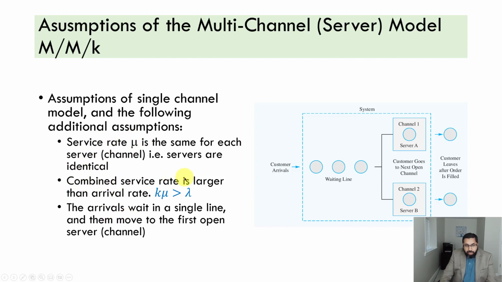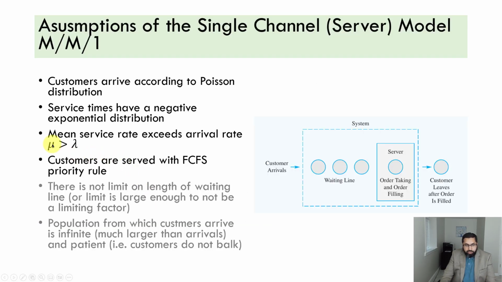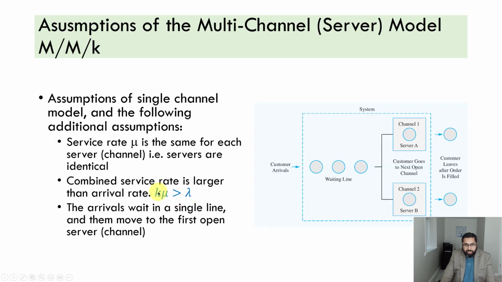This one is important. The combined service rate, K times mu, has to be bigger than lambda. So the total service capacity, if one server does 5 customers per hour and the second one does 5 customers per hour, the total of 10 has to be more than the arrival rate. This is very similar to the assumption that mu has to be bigger than lambda for an MM1 system. For an MMK system, it just becomes K times mu has to be bigger than lambda. And this assumption is really important: the arrivals wait in a single line before proceeding to the next available channel. If you have a different line in front of each channel, then you have multiple MM1 systems.